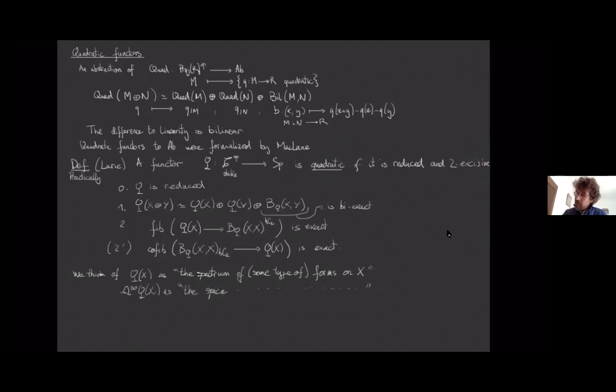Okay. Now, what will we use them for? When we have a quadratic functor, we'll think of this as the spectrum of some types of forms, like, for example, quadratic forms on the object X. And we'll think of its associated space as the space of quadratic forms, or some type of forms, on X. Of course, when I say some types, it's because we can define all sorts of quadratic functors, and some of them will be related to quadratic forms, some of them will be related to symmetric bilinear forms, etc.